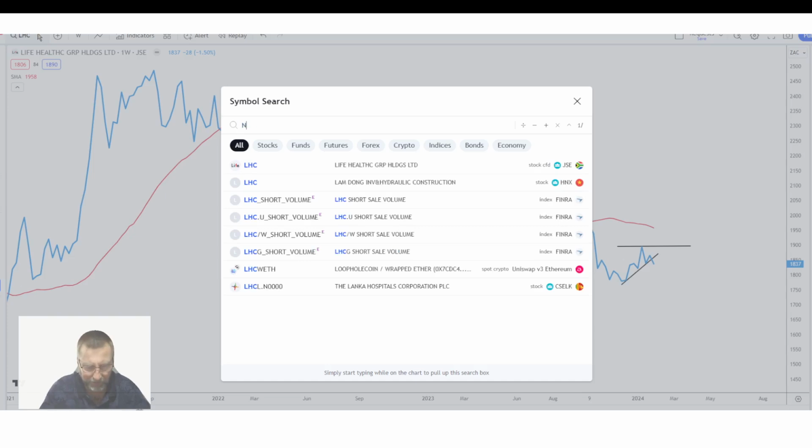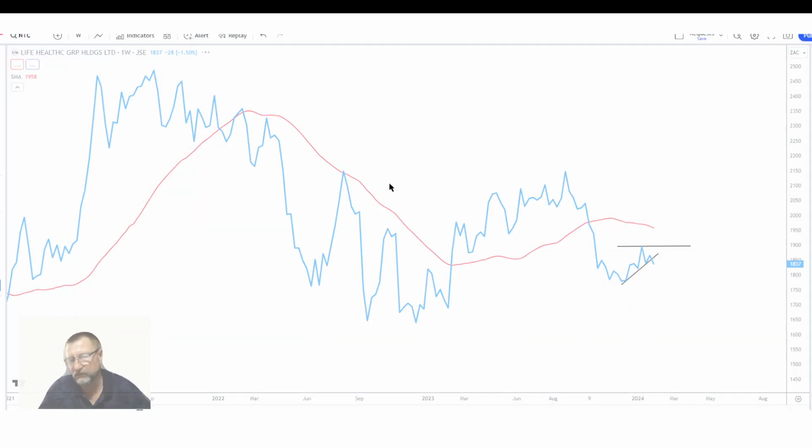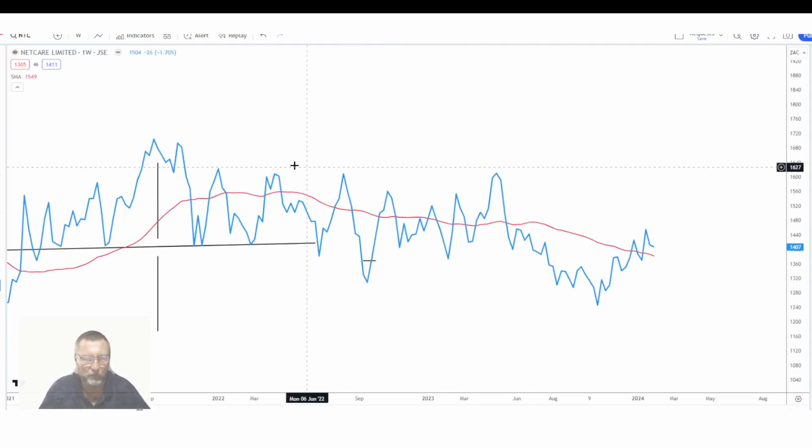Let's have a look at Netcare, because it was the same viewer. And he said, please, Frans, those two medical shares, if you don't mind. Wow, look at this chart. We warned earlier about this head and shoulder formation. It almost played down to the T. Why didn't it go down there? Let's maybe just stop there.